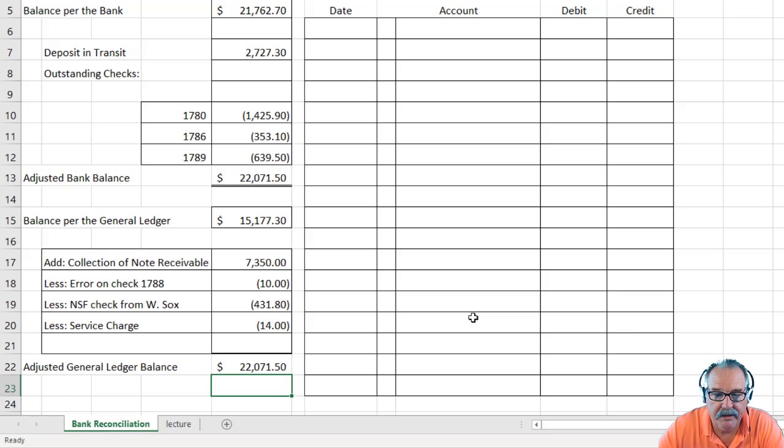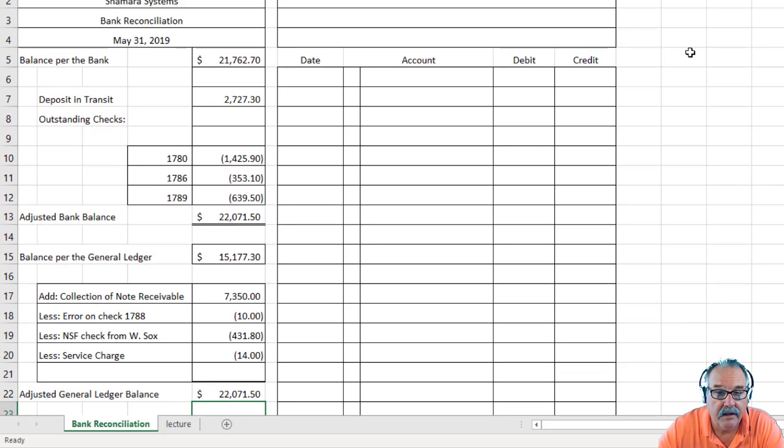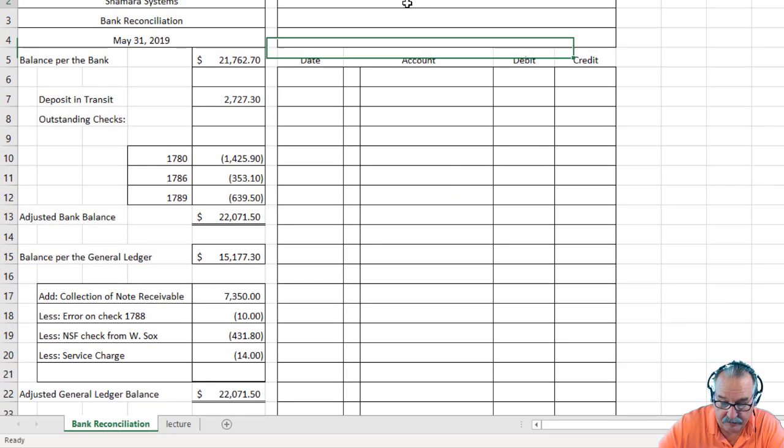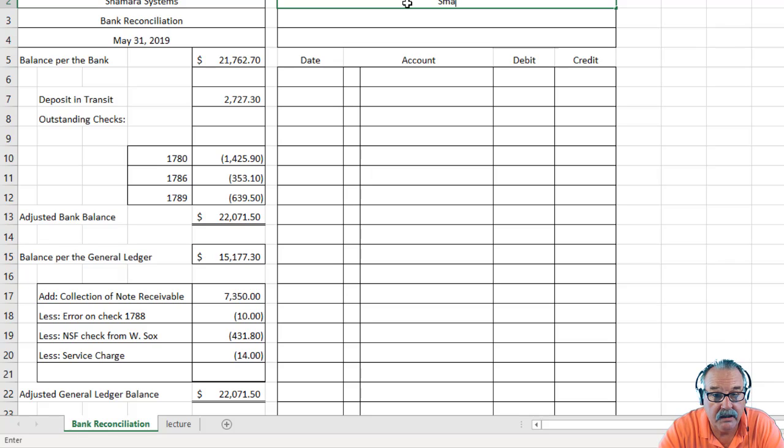So now what we have to do is we got to make journal entries. And so I've got a little journal set up here that is for that purpose. Do we need to make journal entries for the stuff on the bank side, the top? No. Why? They've already been recorded in the general ledger. We don't need to record them again. The stuff we need to worry about is down below, the stuff that is adjustments to the general ledger.